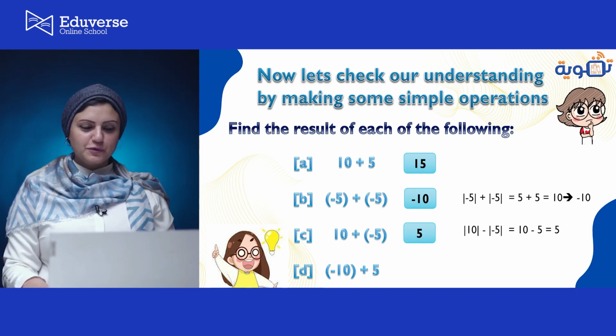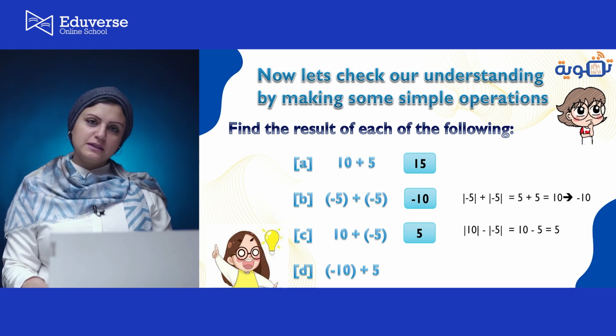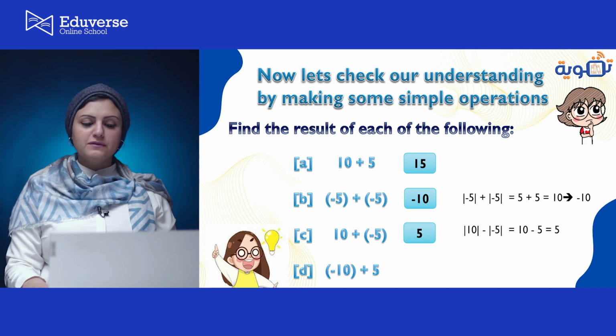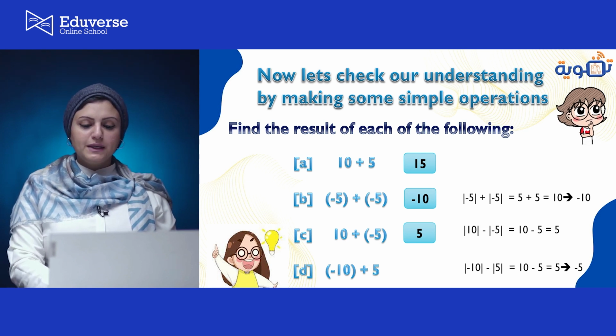Now this is the last one. Negative 10 plus 5. Two different signs. Check the greater one, it's negative 10, so of course the final answer is going to be negative. Get the difference between 10 and 5, 10 minus 5 is equal to 5, which means that the final answer is equal to negative 5. That's all about adding integers.